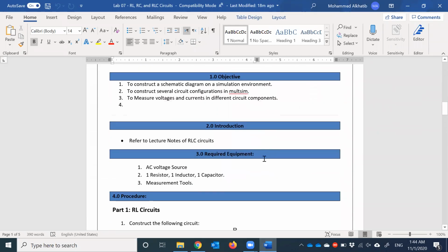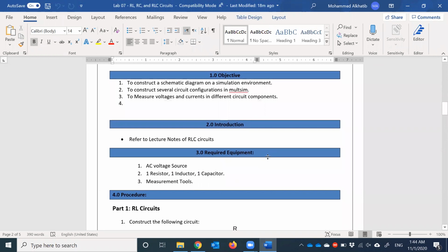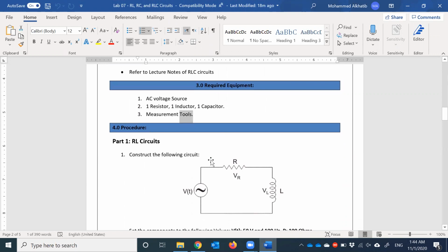So basically, for the theory, just refer to the lecture notes of RLC circuits that we have done. I believe that was chapter 5 or 6. For the required equipment, we need an AC supply, 1 resistor, 1 inductor, and 1 capacitor, and we need the measurement tools. So the first part is the RL circuit. We have the circuit here. I'm having an AC supply, resistor, and inductor.